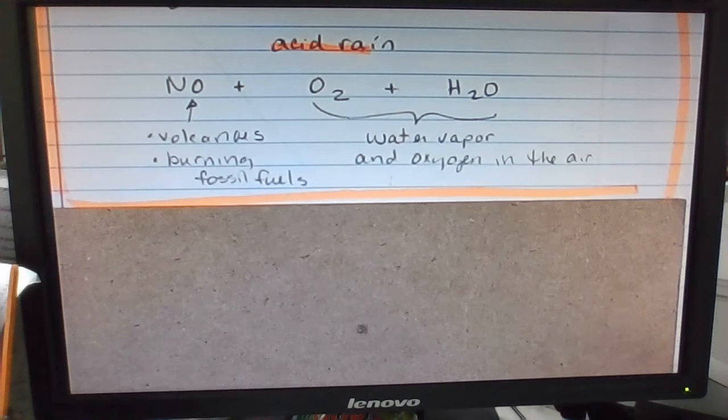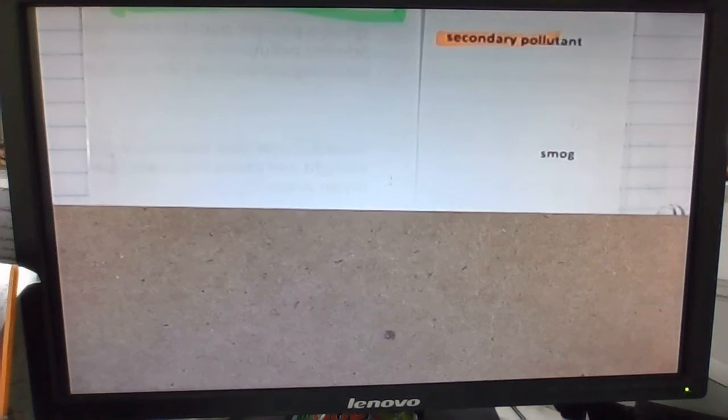All right, next we have smog. April, would you read for us the definition of smog, please? Exhaust. Urban. All right. So now we've got some of the primary pollutants that we're adding.